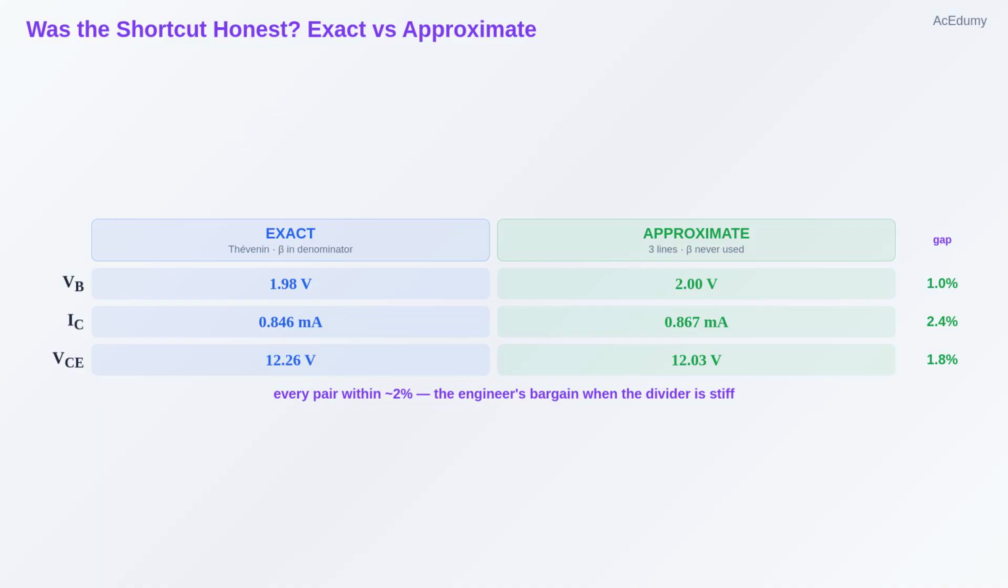That is the engineer's bargain. When the divider is stiff, the exact answer and the quick answer are practically the same number, so you take the quick one. If the criterion had failed, if the divider were soft, the gap would widen and you would go back to the exact method. The criterion is what tells you which world you are in.